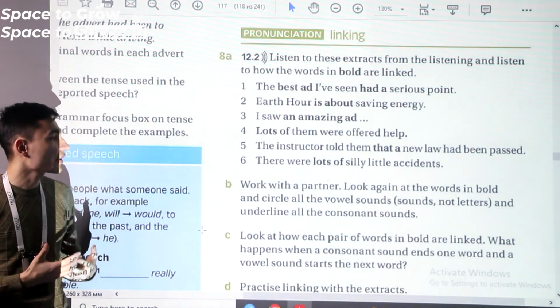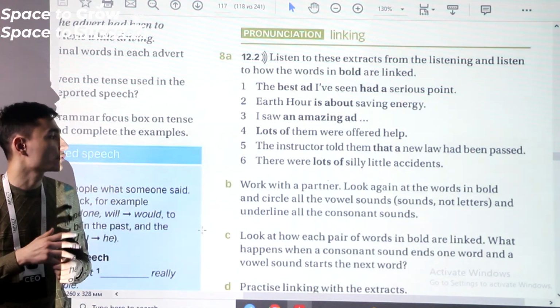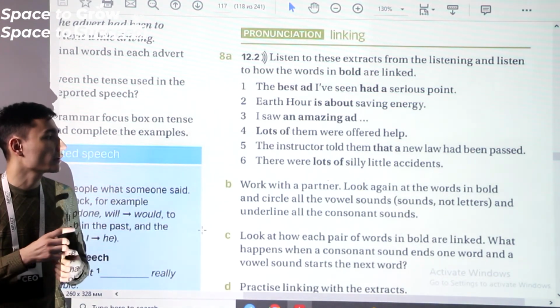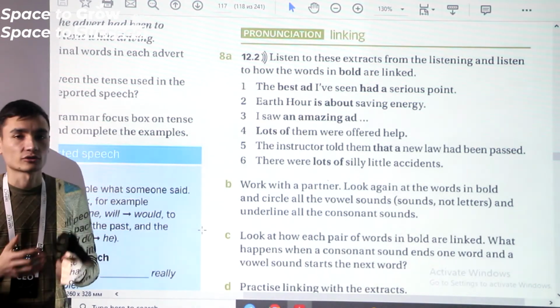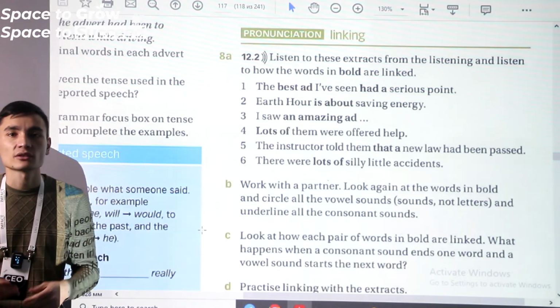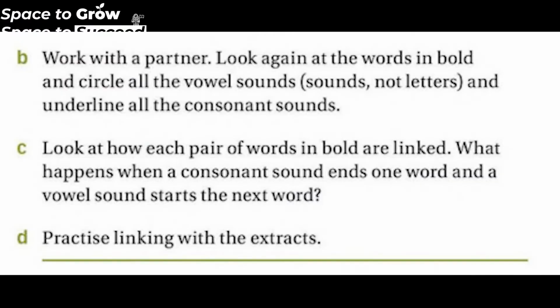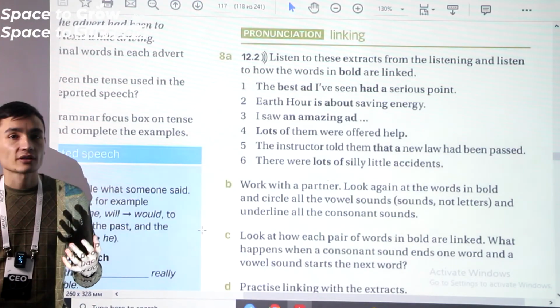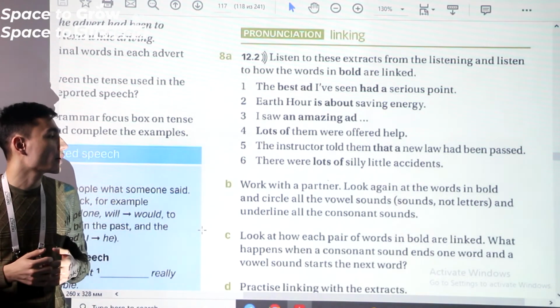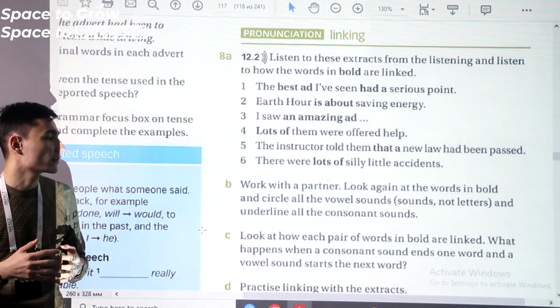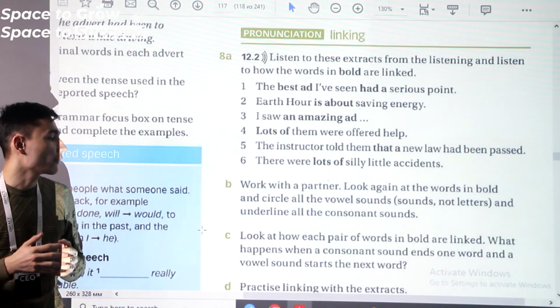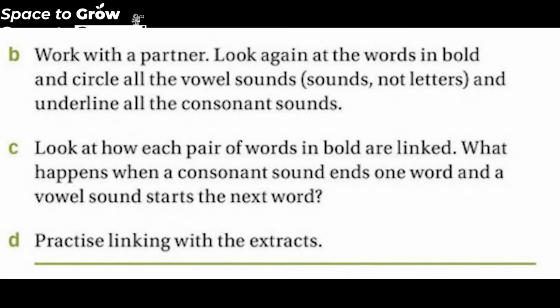Exercise 8b. Work with a partner and look again at the words in bold and circle all the vowel sounds, not letters, and underline all the consonant sounds. Pause the video and try to do this exercise on your own. Exercise 8c. Look at how each pair of words in bold are linked. What happens when a consonant sound ends one word and a vowel sound starts in the next word?